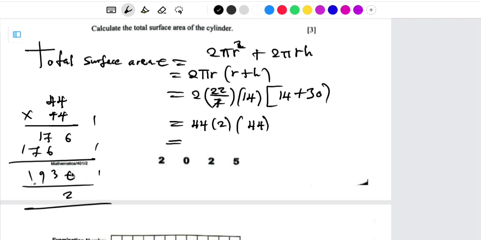You find that this is going to give me 12, so 2 remainder 1, this is going to give me 6, plus that one, that is 7, that one is going to give me 18, so I can write 8 remainder 1. That one is going to give me 2, plus that one, it is going to give me 3. As a result, I'm going to get 3,872. So this is going to be my final answer. But remember, this is total surface area, so centimeters squared.